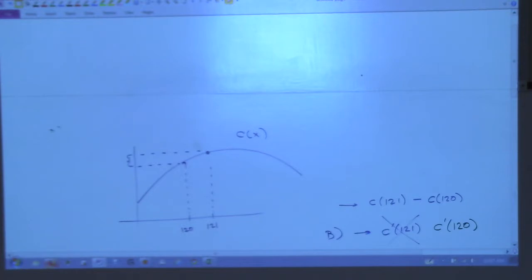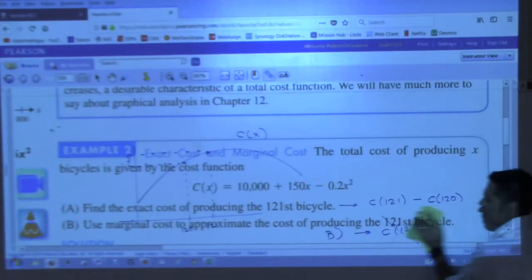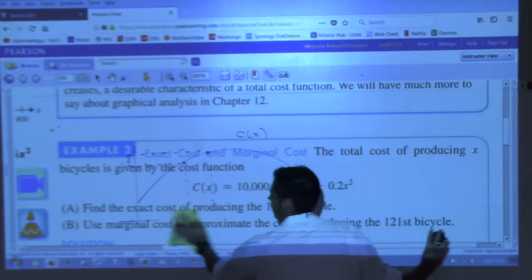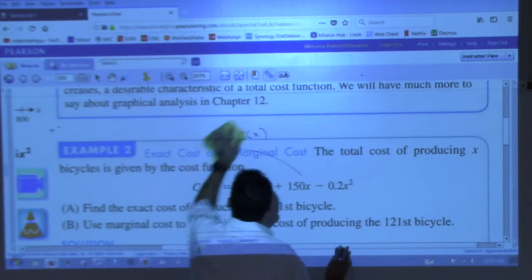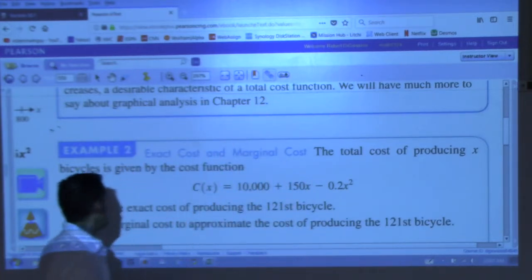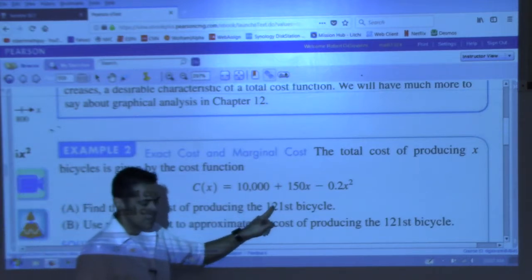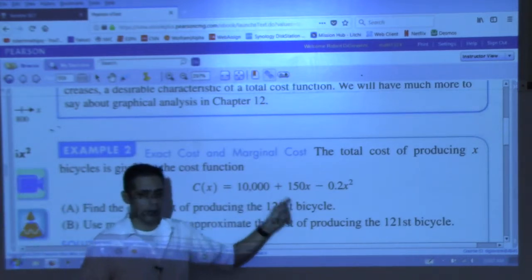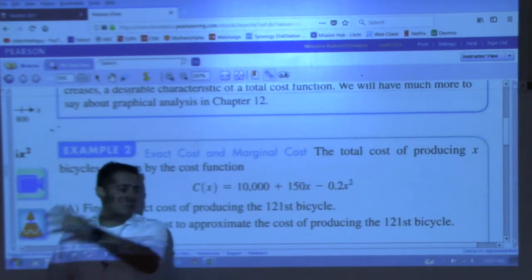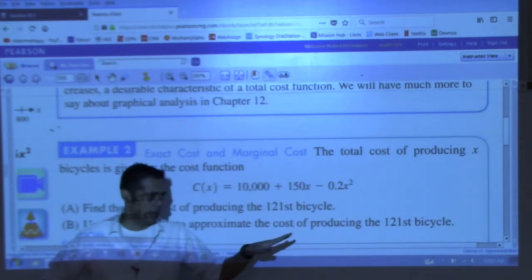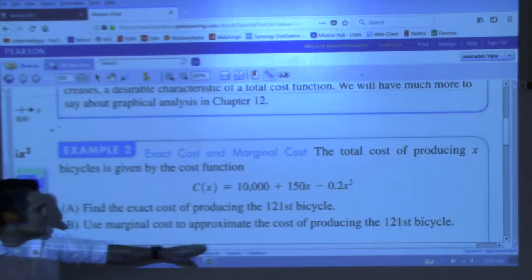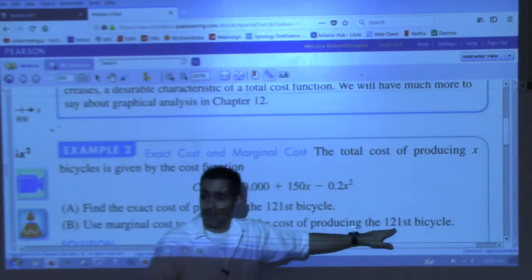Let us go back and look at the word problem again, and look at the wording. On the first one, finding the exact cost of producing the 121st bicycle, we just take C of 121 minus C of 120. We're done. This one says 121st, but you need to do C prime of 120.